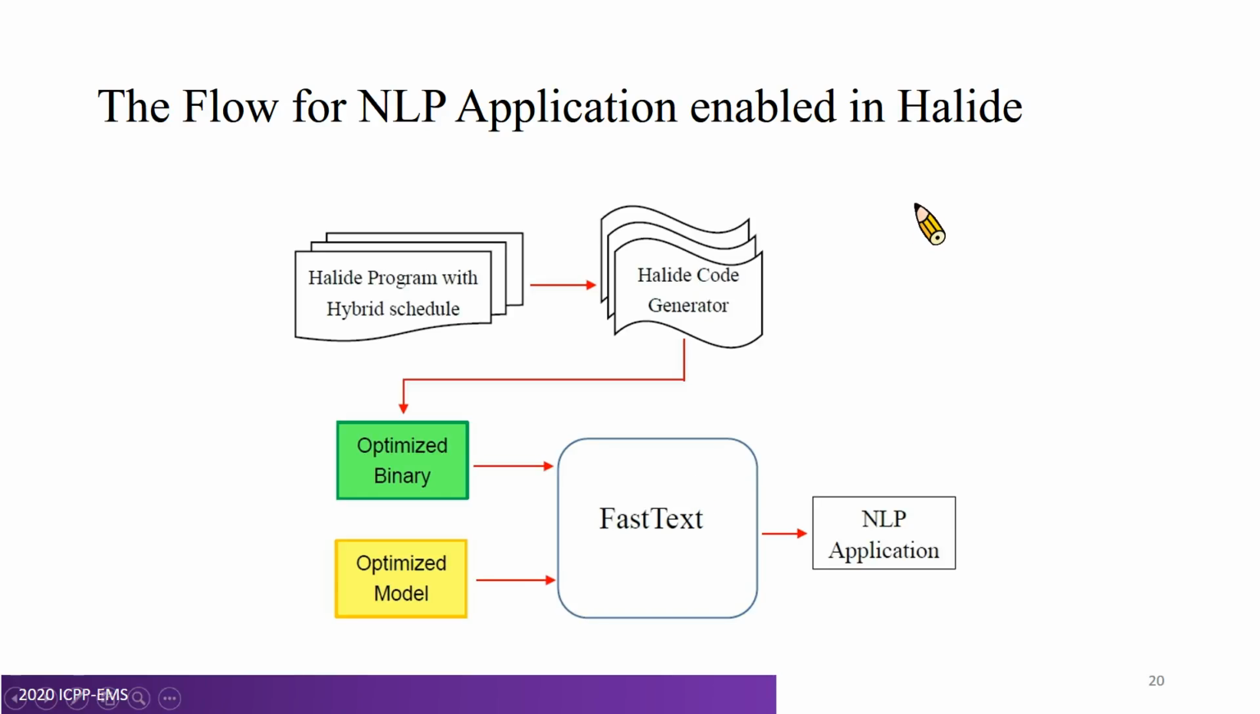Halide supports JIT and AOT compilation. In our work, we adopt AOT compilation, which is to compile the code before execution, and separate the execution time from the compilation time. We write array processing code in Halide, and use the Halide code generator to generate the target code. The Halide compiler will produce an optimized binary. And finally, we load the optimized model and the optimized binary into FastText to do NLP applications.